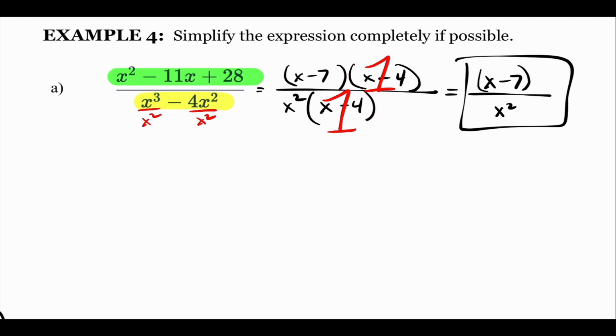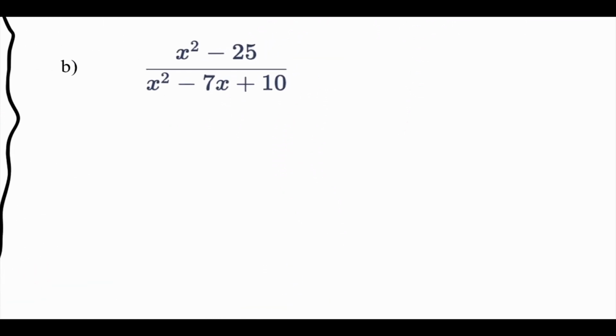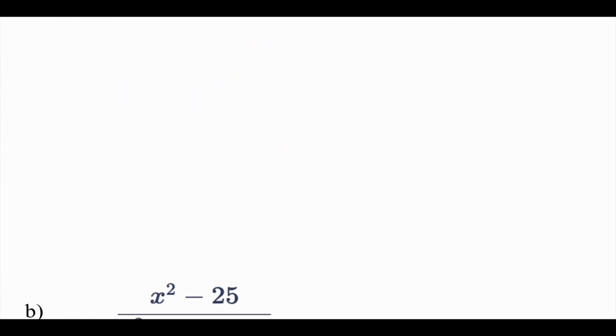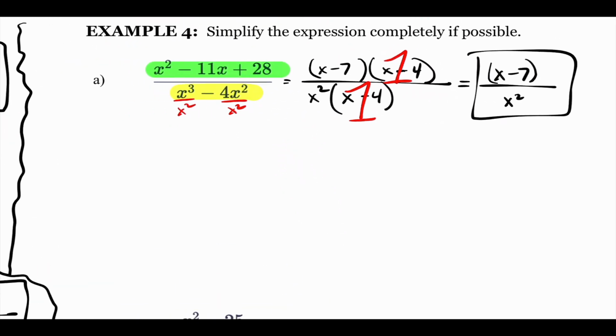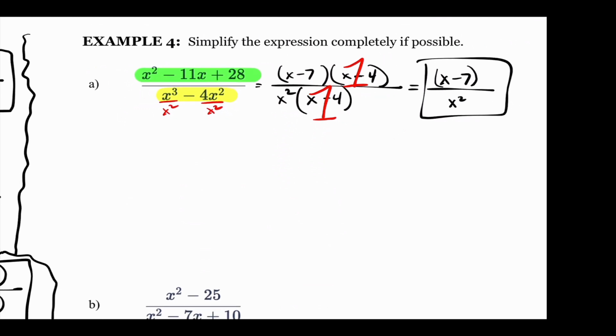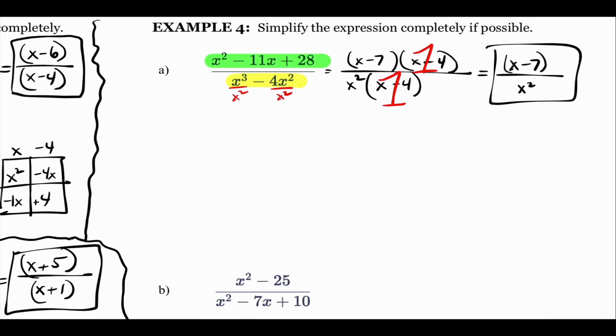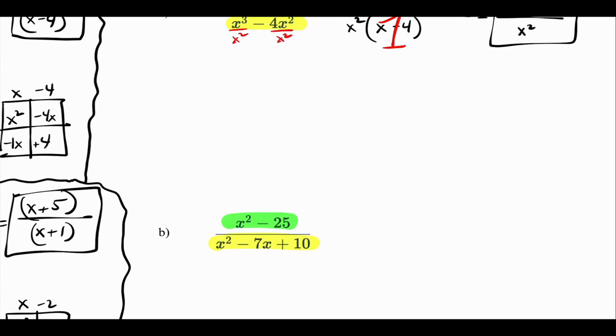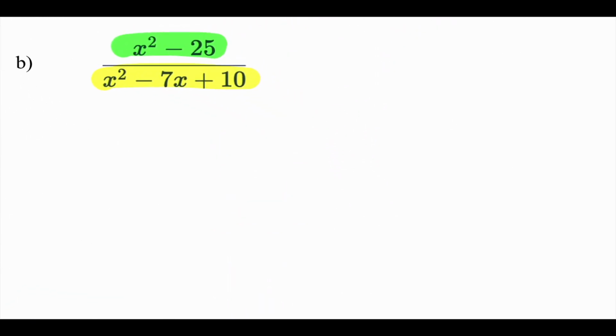Okay. All right, two more. Two more and we'll be done. Okay, so 4b. We have a binomial on top, a trinomial on the bottom. I know how to do the bottom trinomial. We've done that before. Top is a binomial.